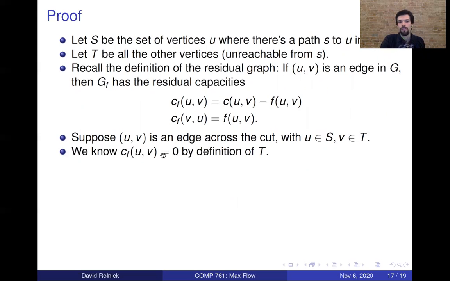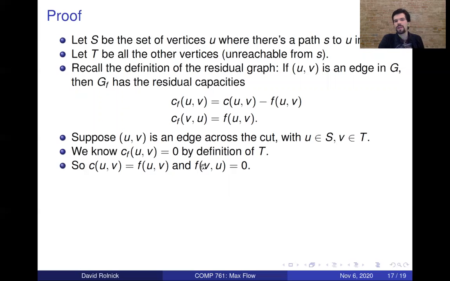Well, because V is in T and T is the unreachable vertices, we know that the residual capacity has to be 0 because we couldn't get there from U. There is a path from S to U, but there isn't a path from S to V. And so there has to be a 0 edge here. But that means that this is equal to 0. So the capacity in the original graph is equal to the flow.